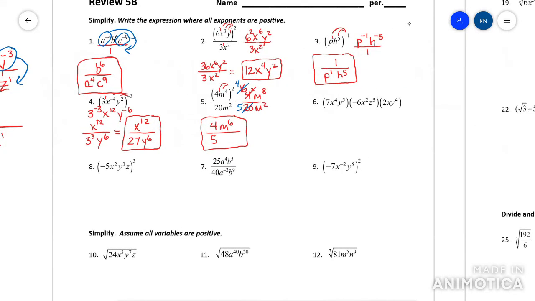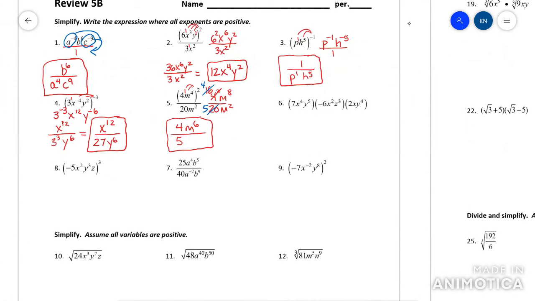Okay, the next one is a big multiplication problem. So basically, you can multiply these numbers first. 7 times negative 6 is negative 42. Times 2 is negative 84. Now, with these letters, like x^4, x^2, x, you're adding those exponents. It's only power to a power, like this, when you multiply exponents. If you don't have power to a power, you're probably going to be adding those exponents.